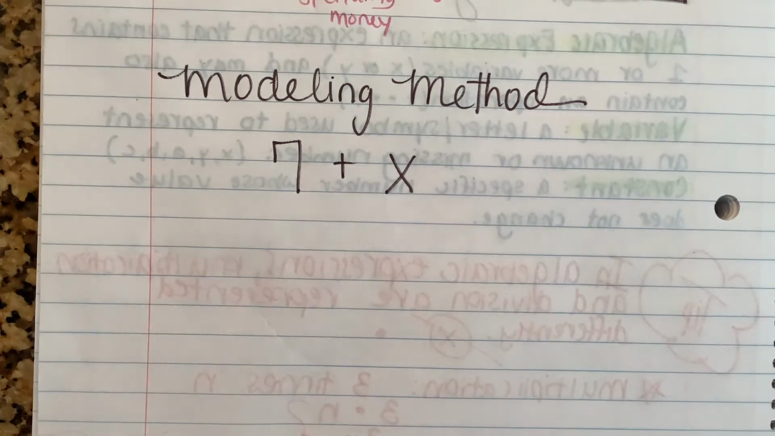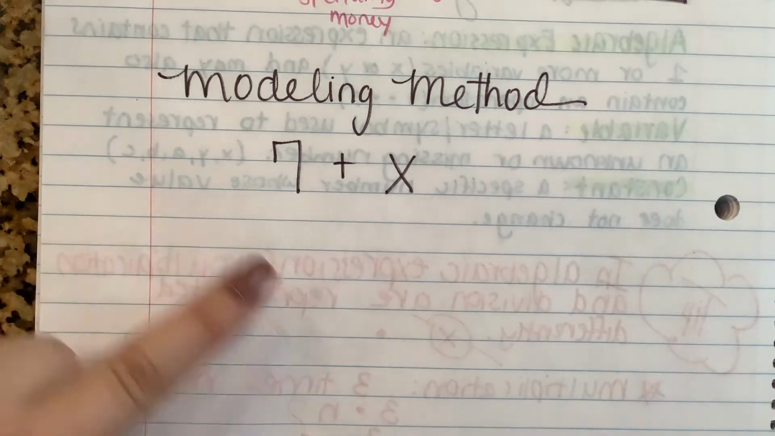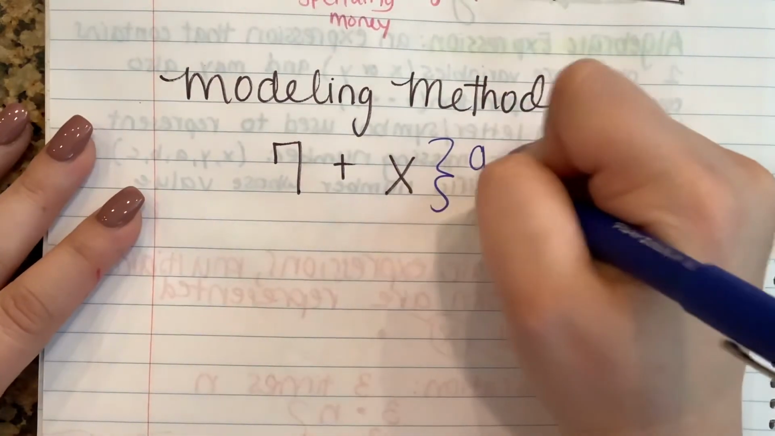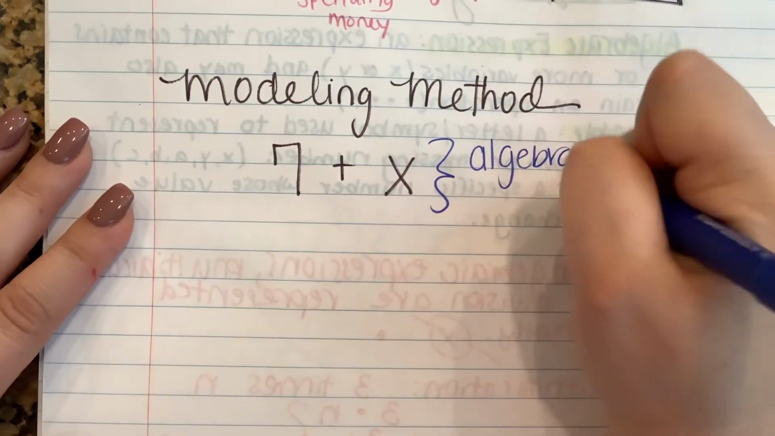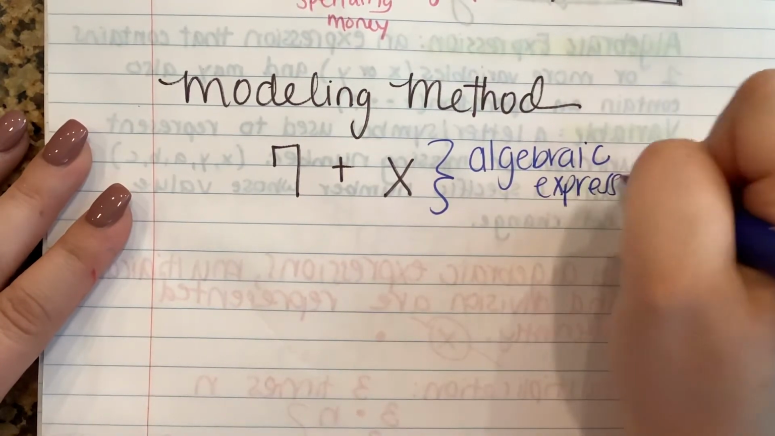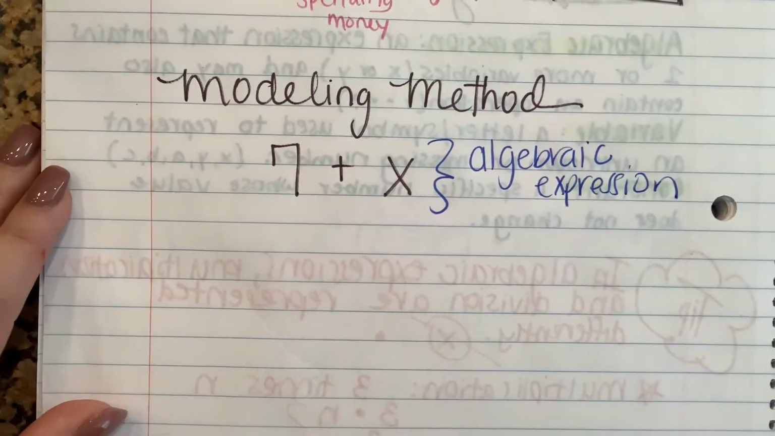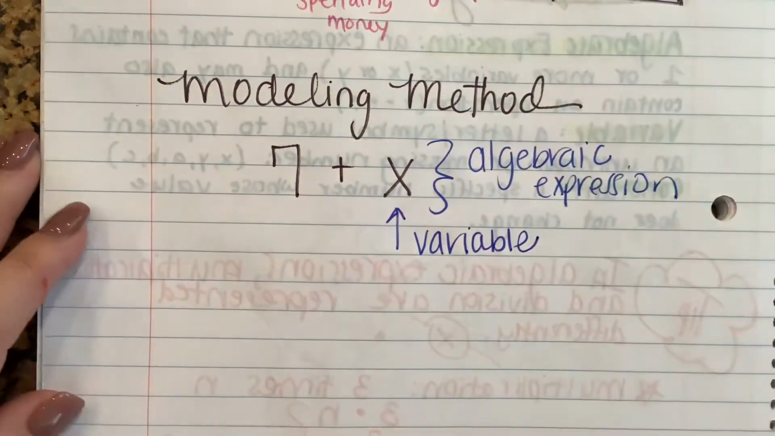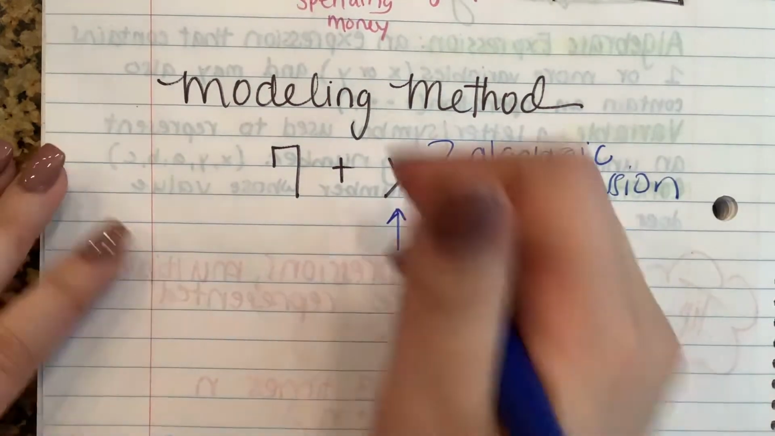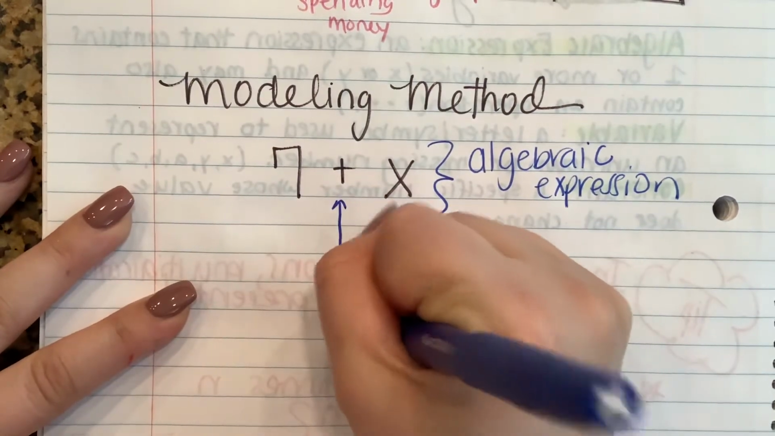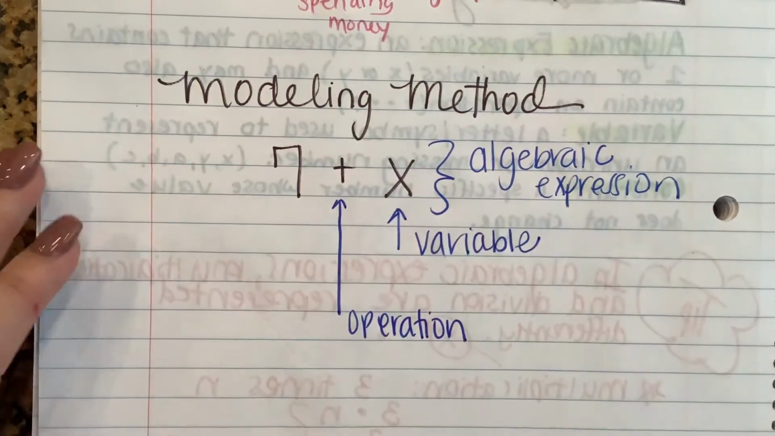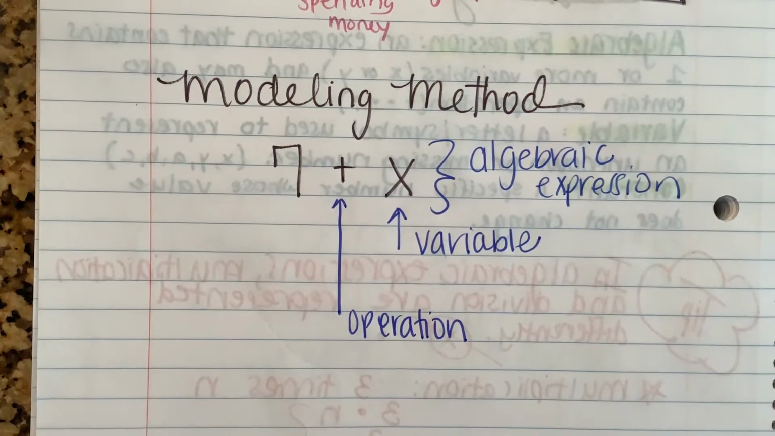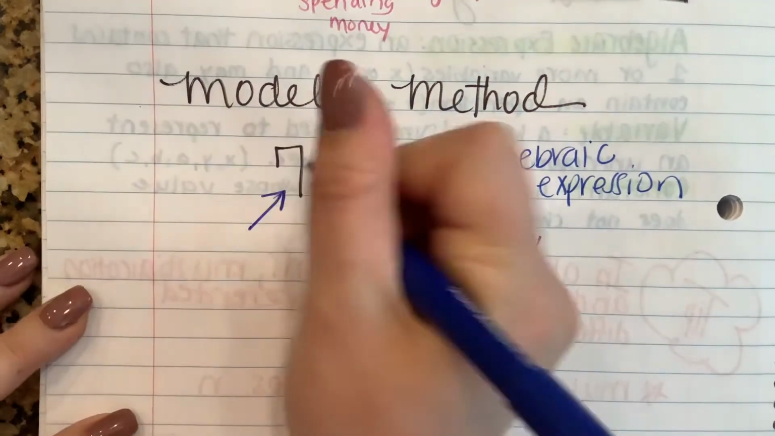Well, from our vocabulary words earlier, this entire expression, 7 plus x, is an example of an algebraic expression. So let's go ahead and label that. We have prior knowledge that x is our variable. It's our missing number. We don't know it yet. The plus sign is our operation. It tells us what to do. Operation: addition, subtraction, multiplication, or division. And our 7 is our constant. It's a number that's not changing.